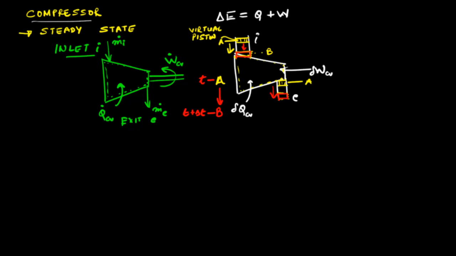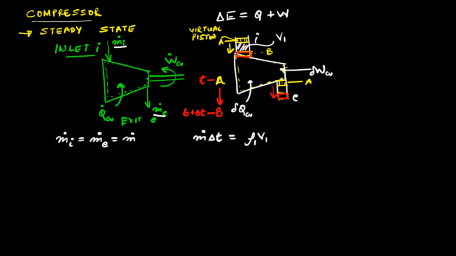Now, the first thing to note is that at steady state, there is no change in the thermodynamic properties within the system. Therefore, the mass flow rate at the inlet must be equal to the mass flow rate through the exit, and let's just call it m dot. So within time delta t, this piston is displacing a certain volume. So the mass contained within this volume is m dot delta t. In other words, if we call this volume V1, then m dot delta t is the mass and the volume is V1.